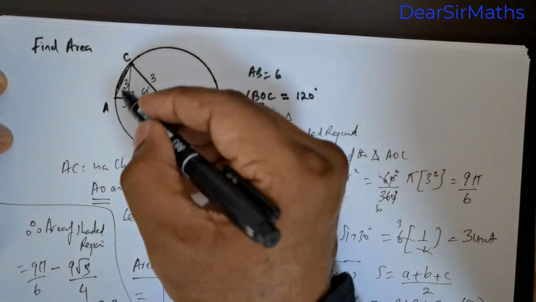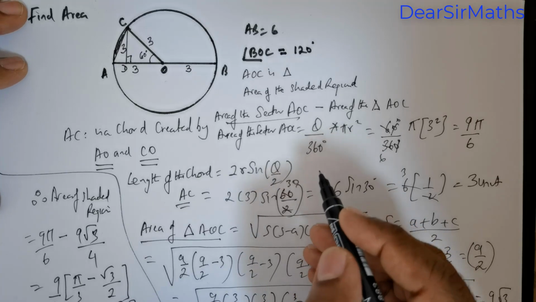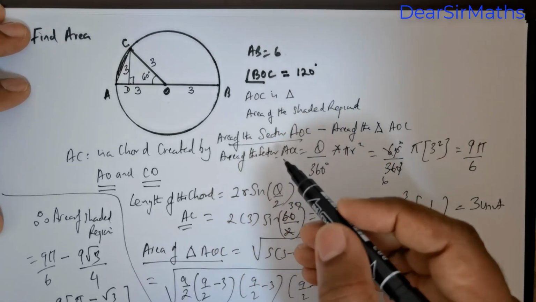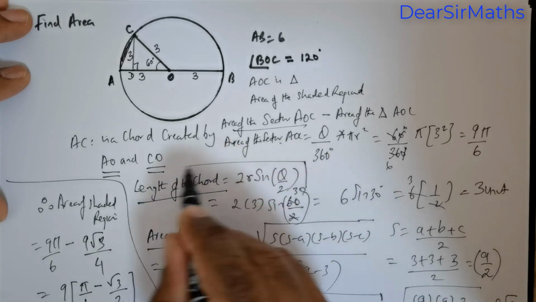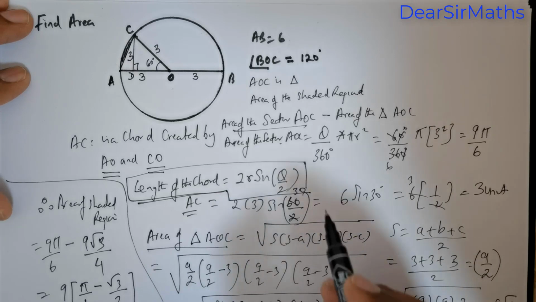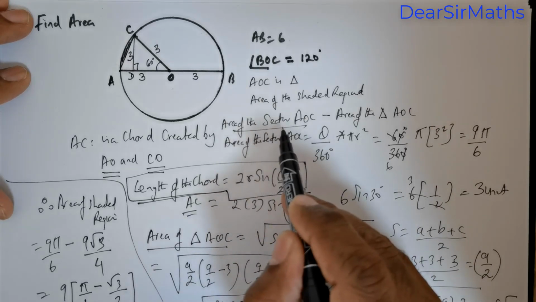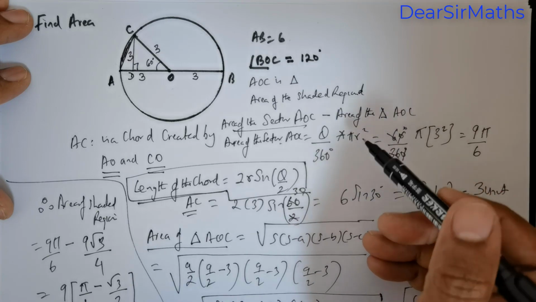This is a lovely question. Why do I say it's a lovely question? See the number of concepts we are utilizing. The most important concept is to find the length of the chord, and that is the formula I have shared with you. And the next important concept is calculating the area of the sector. Of course, area of the triangle is straightforward.